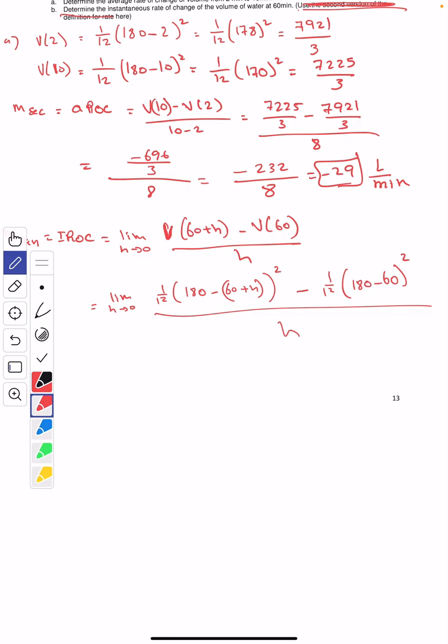Okay, so what I'm going to do here is, you see how I have 1/12 here and 1/12 here? I'm going to bring it out. I'm going to factor it. And then I am going to bring the h also outside with it. So it's going to be 1/12 times h, just so things are a bit more clean.